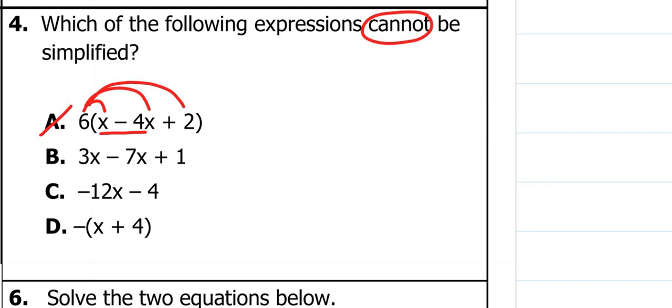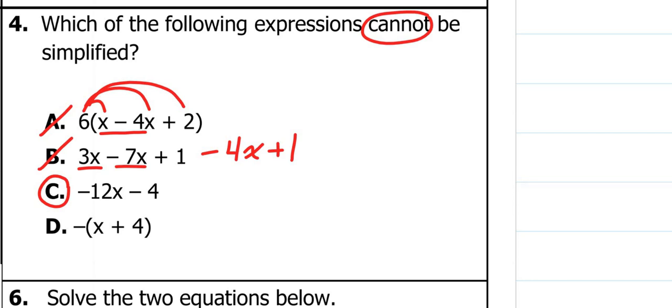Let's look at B. 3x minus 7x plus 1. Well, 3x and negative 7x can be combined. So 3x and negative 7x would give me negative 4x plus 1. I can definitely combine things there, so it's not simplified. Cross out B. Let's look at choice C. Negative 12x minus 4. Negative 12x has a variable. Negative 4 doesn't. So you can't combine them. That is in simplest form. So right now I'm going to say yes to C, but let's not forget D.